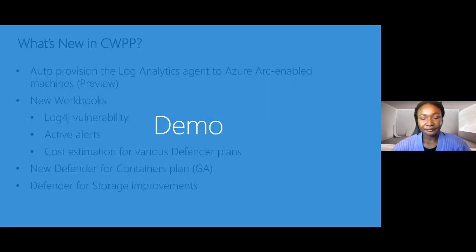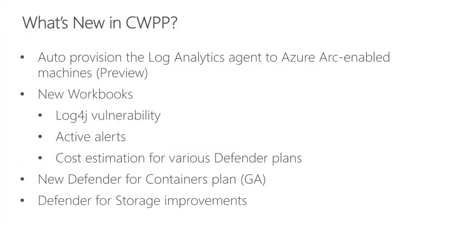So next we're going to talk about what we have new in cloud workload protection space. So first of all, recently when you wanted to onboard any service running outside of Azure, virtual or physical, running on premises or in other clouds, you would need to install the Arc agent first, all right, to connect those machines to Azure.